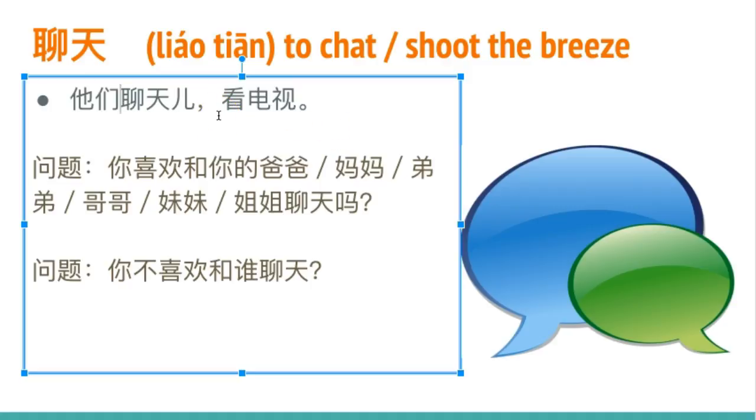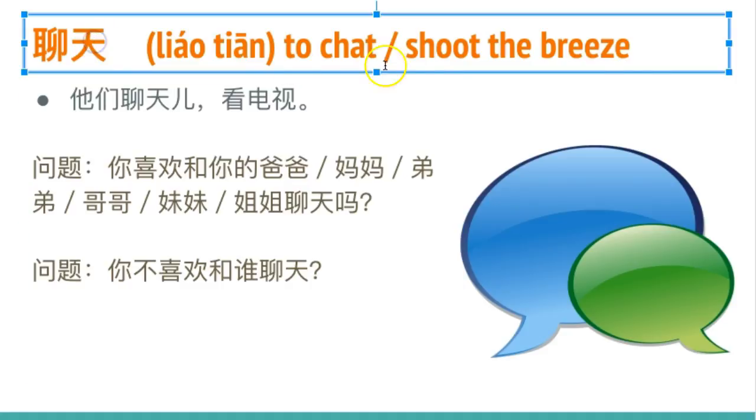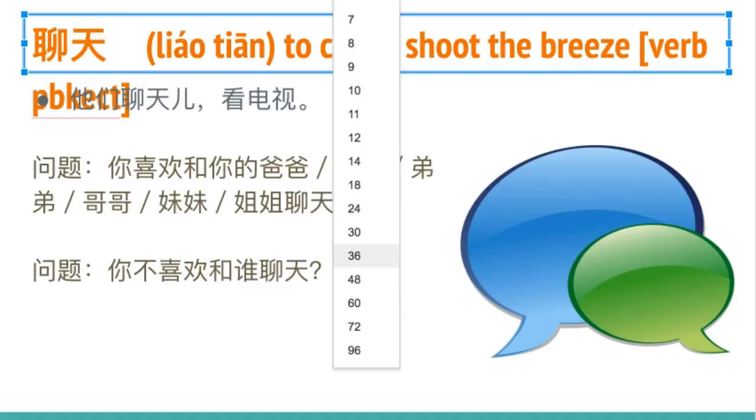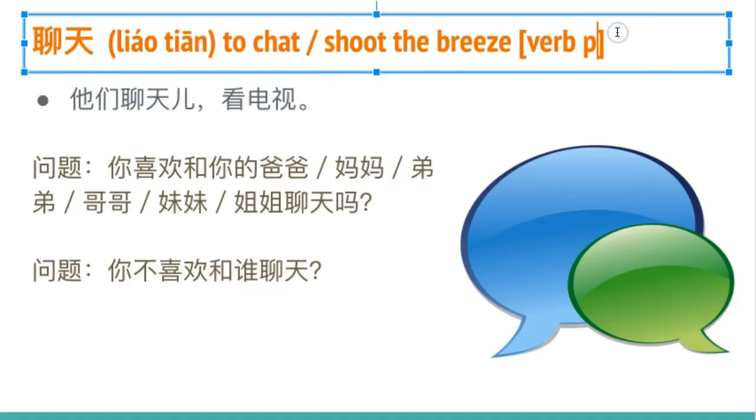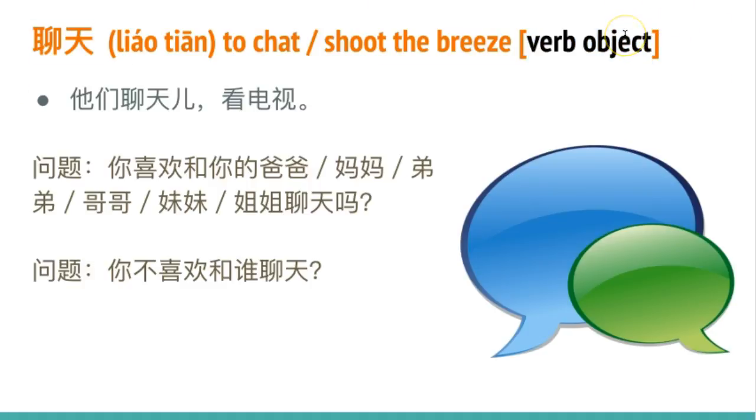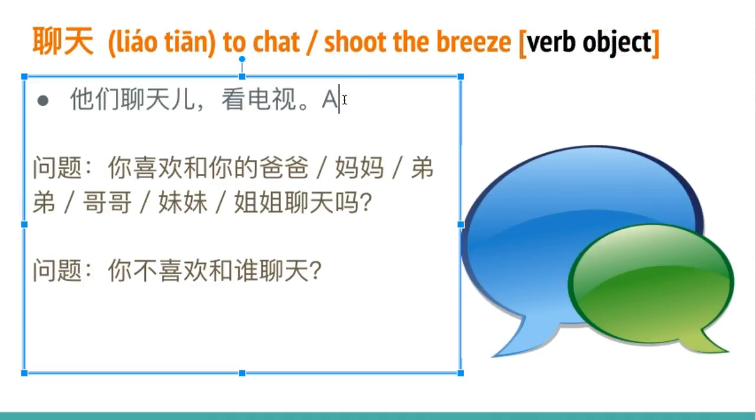Now, one thing that you should be aware of is 聊天 is actually a verb object. So literally, like you're chatting about, I don't know, the weather. You're chatting about your day. That's what 聊天 literally means. So this is a verb object, meaning you cannot, and this is important to remember, you cannot follow a verb object with another object. So I cannot say A 聊天 B.